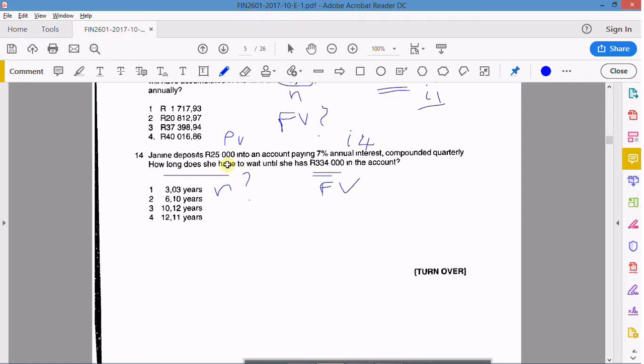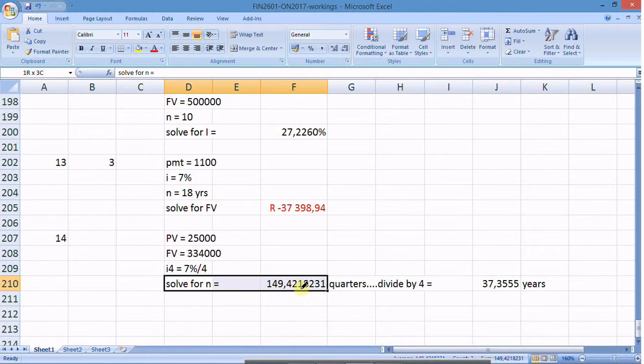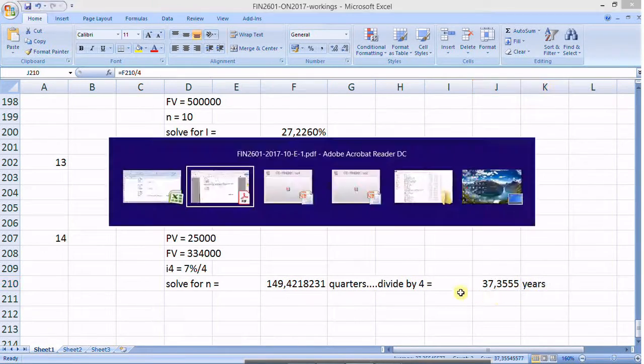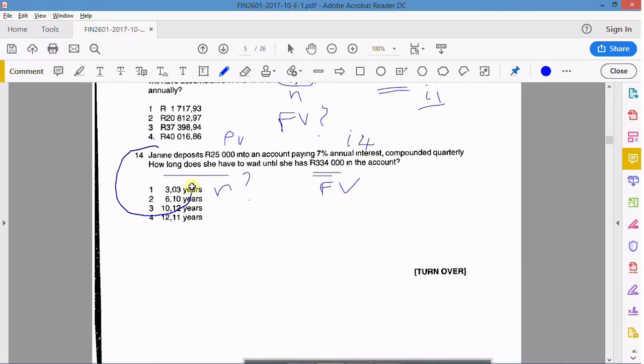Okay, so let's just read it again. Janine deposits 25,000, PV minus 25,000, at 7% annual interest compounded quarterly, so it'll be 7 divided by 4. FV 334,000. And we solve for N. You should get the same N. Yeah, it's fine. There's nothing wrong with our working. There's a problem with the answer. Okay, the N is 149 quarters. If you divide by 4, then you get years. So if I divide by 4, I don't get an option. There's an erratum here.